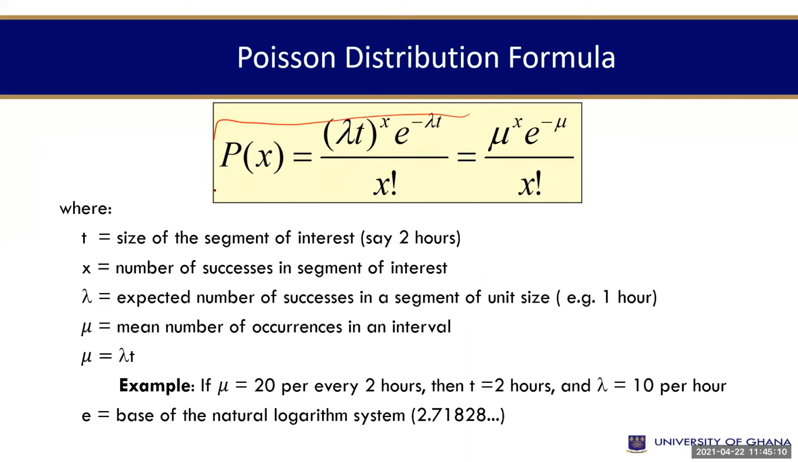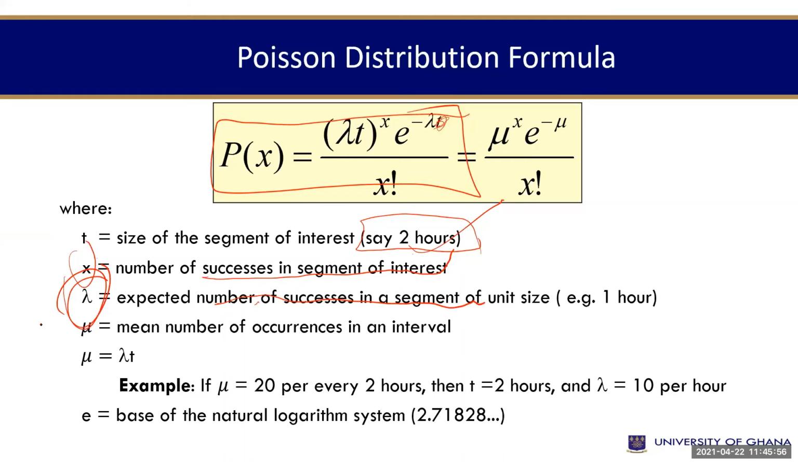And we can use this again to define or express a Poisson distribution in order to compute the probability, given that T here is the size of the segment of interest. Say if you are looking at intervals like 2 hours, this is what we expect. Then X is the number of successes in the segment. The lambda here is the expected number of successes in that segment unit. So if I have a segment of interest, what is my expected number of successes? That gives us lambda.